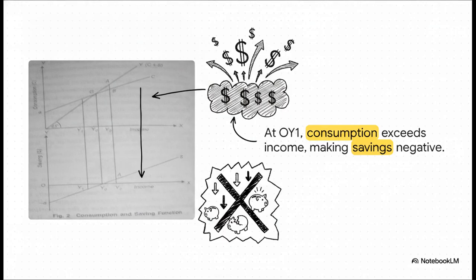Now follow that exact same OY1 income level straight down to the bottom panel. You see how the saving line, S, is sitting firmly below the horizontal axis? It's negative. That visual gap up top translates flawlessly to that negative dip on the bottom.